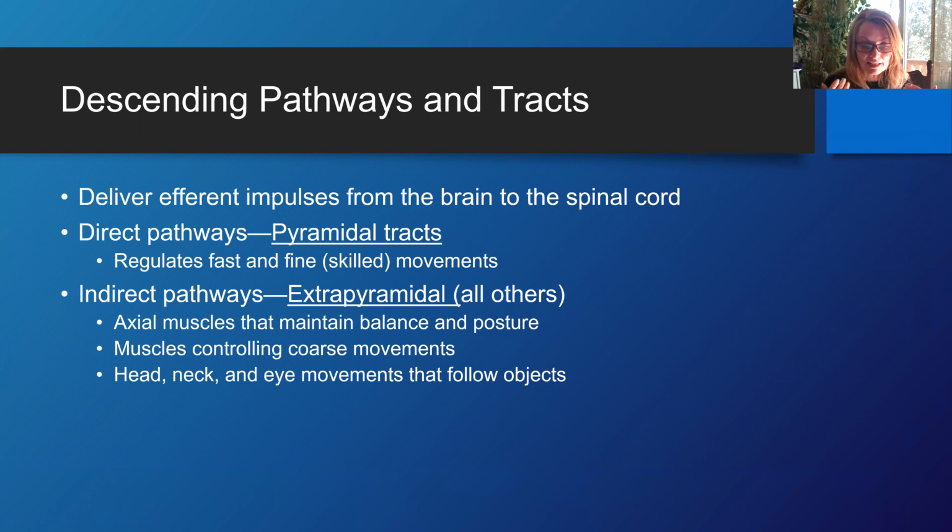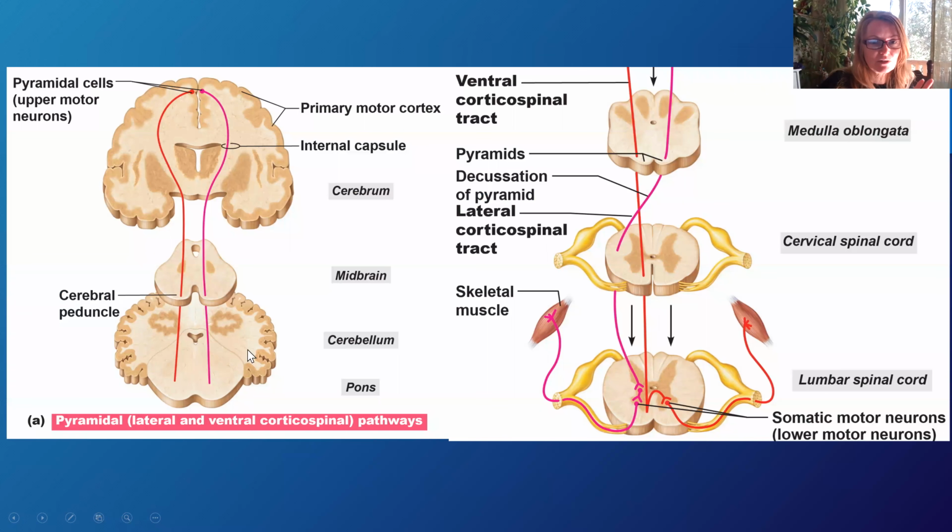So now you're going to send a command from your brain to your muscles. And we will have two major pathways. We will have the direct pathway, which is the pyramidal tract, and the indirect pathway, extrapyramidal. So pyramidal regulates fast and skilled movements, and indirect extrapyramidal regulates everything else, like your posture, your coarse movement, your head, neck, eye movement, right? So let's look at this pathway and see what it means.